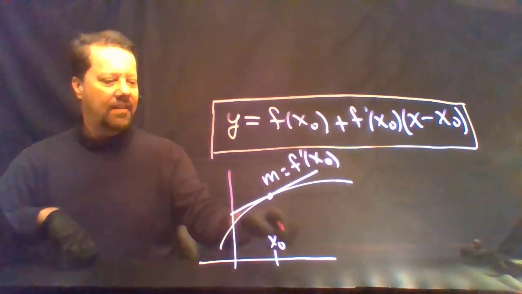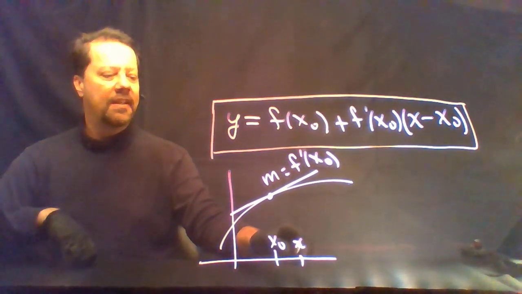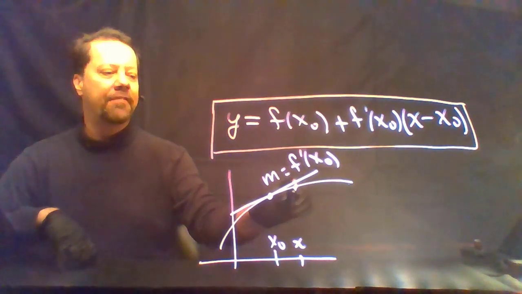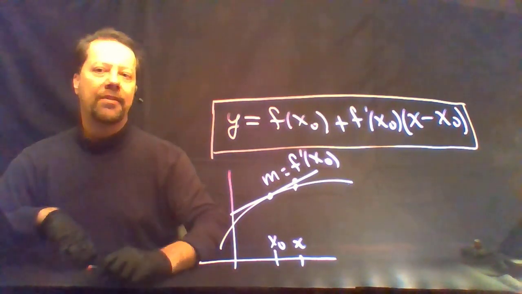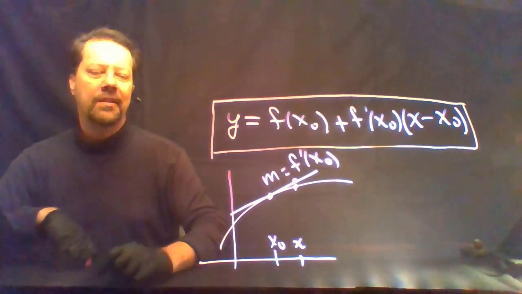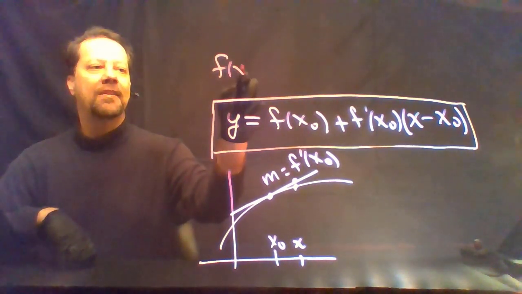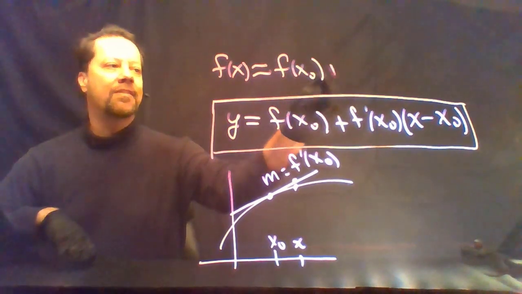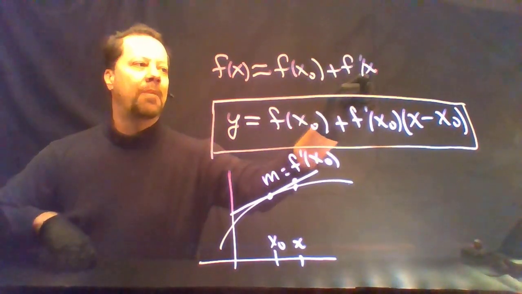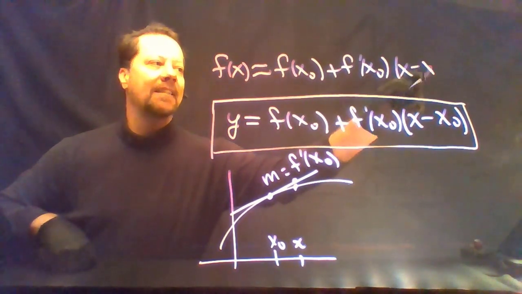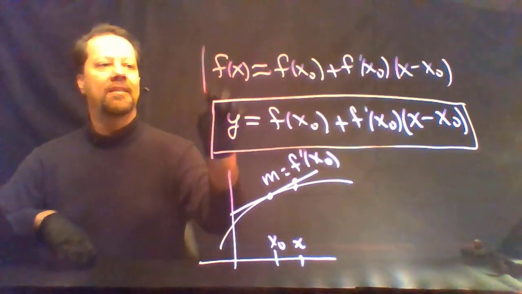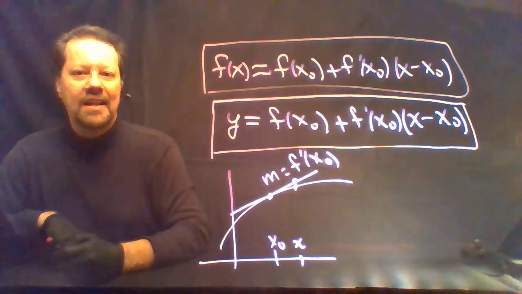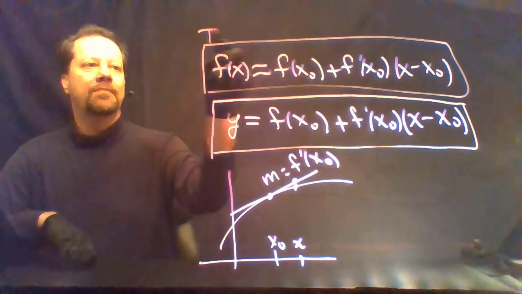You can see then that if x is near x naught, then the value of the function f is close to the value of the tangent line approximation, which means that f of x is approximately f of x naught plus f prime of x naught times x minus x naught. This is the tangent line approximation.